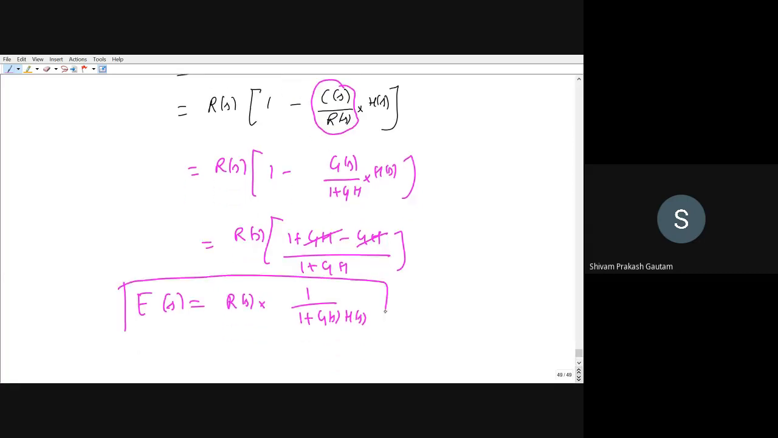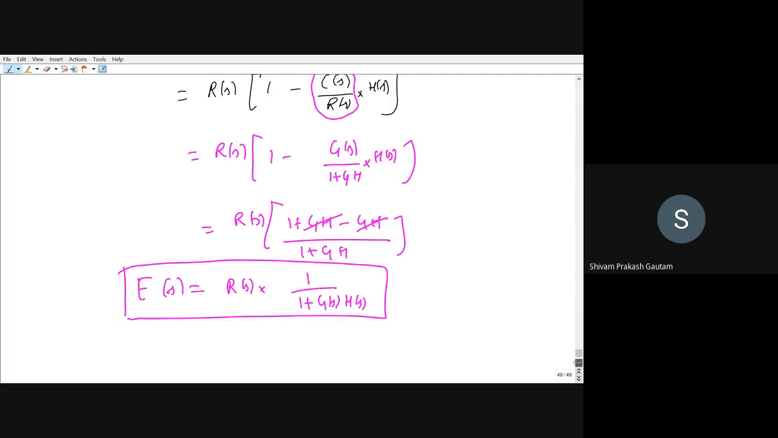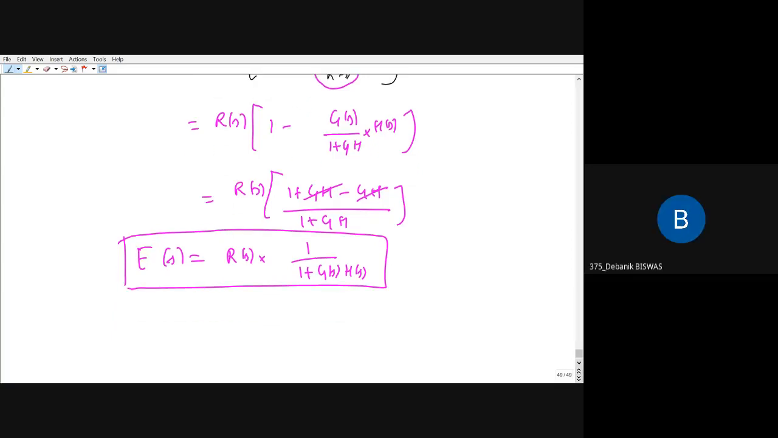This is my error signal. Okay, sir. So steady state error. Can you scroll up a bit?